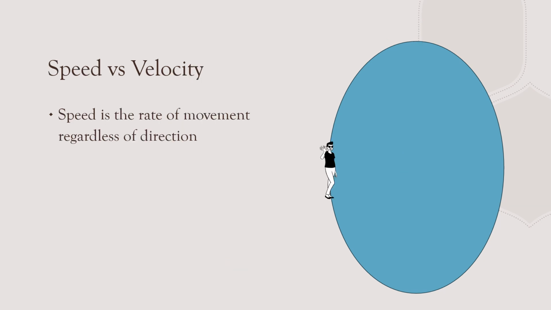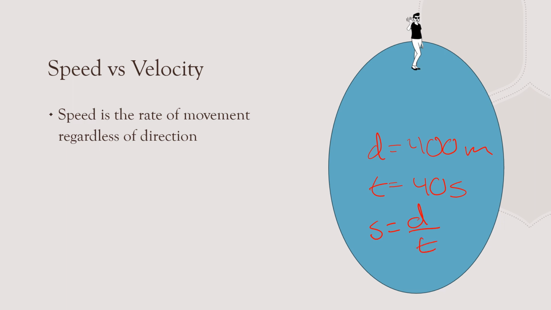Along those same lines, dealing with speed and velocity. Speed is the rate of movement regardless of direction. So, for instance, if we talk about this person again here, they go around the loop. Say they go that 400 meter distance. Okay. And let's say they do it in 40 seconds. So that means, on average, regardless of what direction they were going, a speed, which is distance over time, of 10 meters per second.